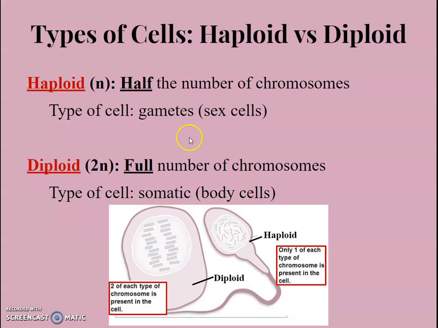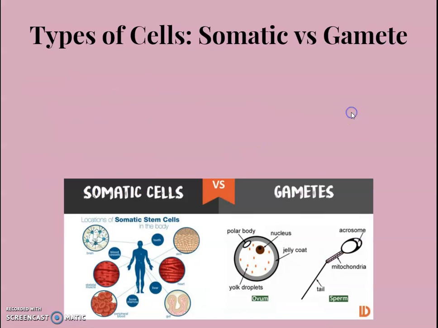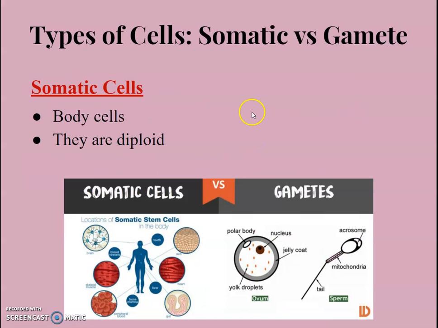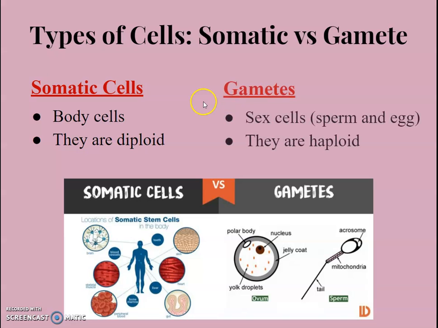Our body cells do. But our gametes, you'll notice, have half of the number of chromosomes, and we're going to talk about why later. But you need to know that the gametes, or the sex cells, are haploid and they have half of the chromosomes as a normal somatic cell. So once again, somatic cells are body cells that are diploid, and then our gametes are sex cells like sperm and egg, and they're known as haploid, or have half of the DNA.